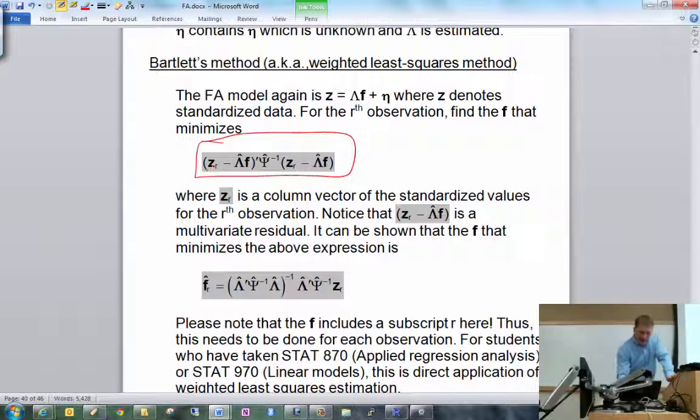And so you can see here, essentially what we have is kind of like what you would see in regression analysis, a residual. Let's say y minus x times beta hat. And because of that, if you want to minimize this, what ends up being a weighted residual, because we have that variance matrix in the middle there, you can use what's called weighted least squares, which would be taught in Stat 870 and also Stat 970, to find the value of F that minimizes this expression. You're only responsible for understanding that this is the value of F that minimizes it.